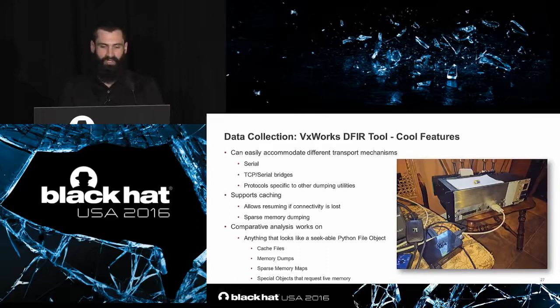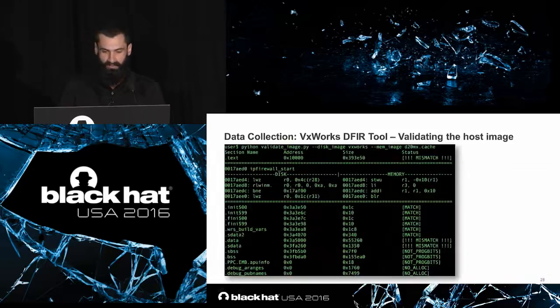And we should be able to do comparative analysis on all the different types of objects that we can, and provide other scripts. So cache files, memory dumps, sparse memory maps, special objects that request live memory. I use the latter the most, actually. As you can see in the picture there, I'm connected to the GE D20MX via a Raspberry Pi, and I've got very little processing power to do anything comparative.